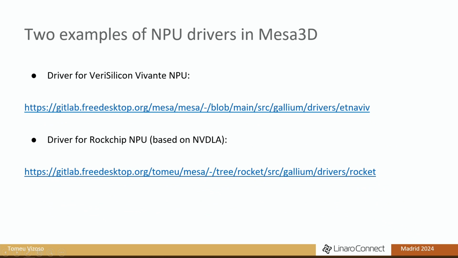In the first case, for the VeriSilicon Vivante NPU, as you can see, that's in mesa/mesa, so it's upstream. It has been merged. Like anything else, it's being packaged right now because it got into the last Mesa stable release. For Rockchip, it's in my own fork. I'm still working on that. I will be able to merge that into Mesa only at the same time as the kernel driver gets into the kernel.